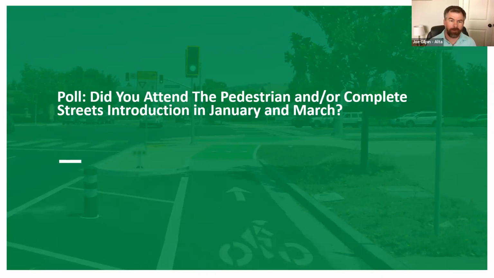Again, my name is Joe Gilpin. I'm a principal with Alta Planning and Design, and I've got about 20 years of experience designing bicycle facilities around the country. So not just in California, but all over the place. And it's been kind of neat because I've been able to see things go from the way things really used to be to the way they are now, and have some level of insight into the way that they're moving. And so I'm hoping I can convey a lot of that to all of you today.